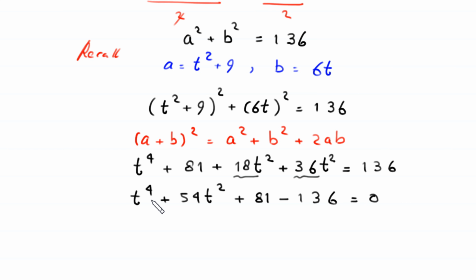Now this t^4 can be written as (t^2)^2 plus 54t^2, and this 81 - 136 will become negative 55, is equal to 0.